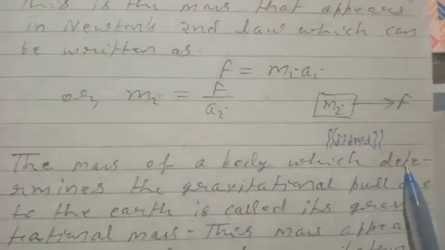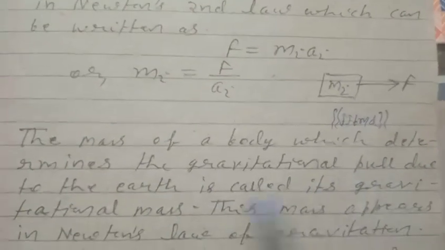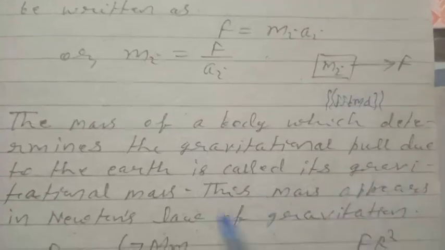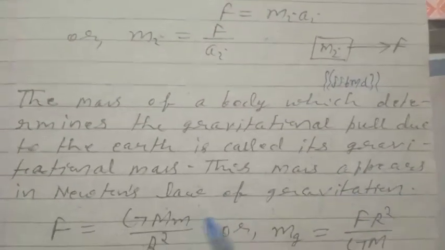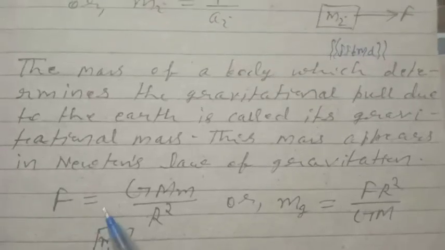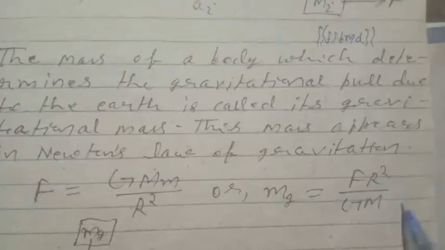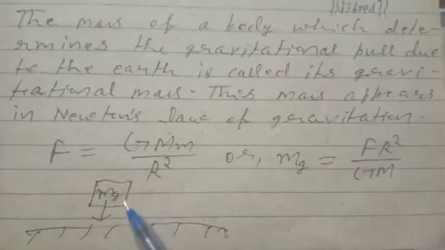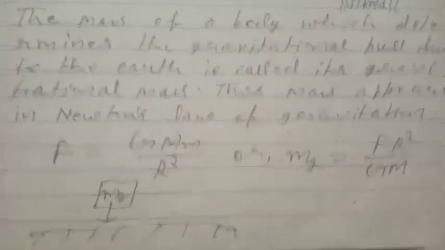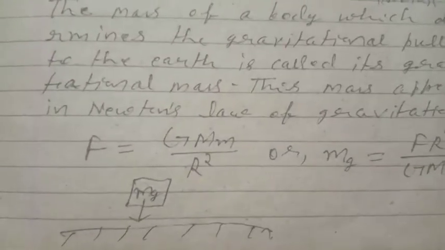The mass of a body which determines the gravitational pull due to the earth is called its gravitational mass. This mass appears in Newton's law of gravitation, that is F equals G M m by r square, or m_g equals F r square by G M. Here this mass is represented by gravitational mass. Inertial and gravitational mass need not be equal.